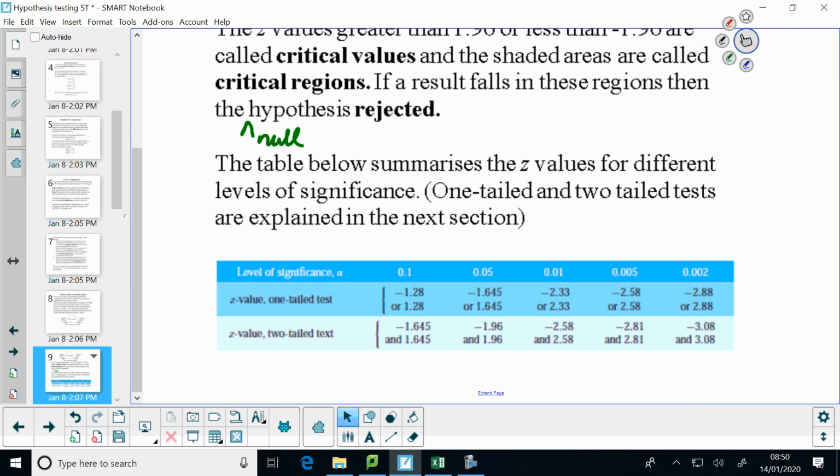So from this, that is actually a two-tailed test. We're looking for 0.05 level of significance. The Z value for a two-tailed test is minus 1.96 and plus 1.96.